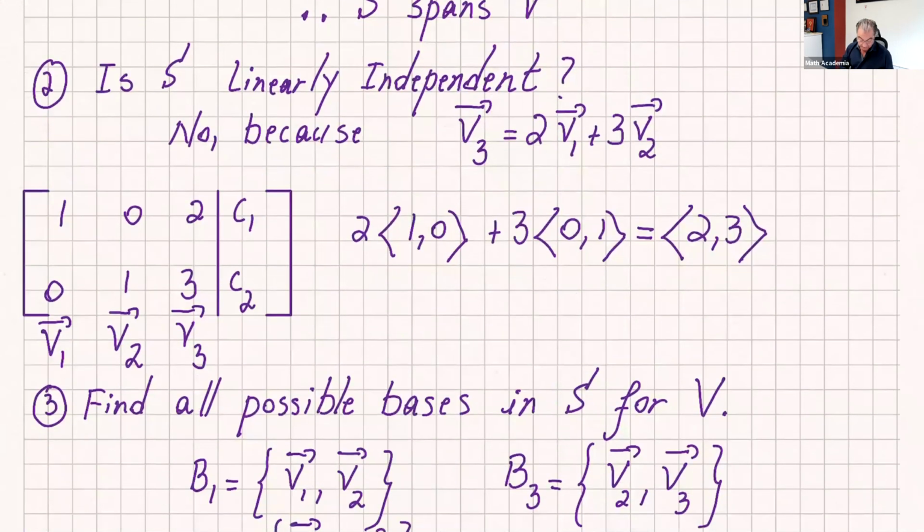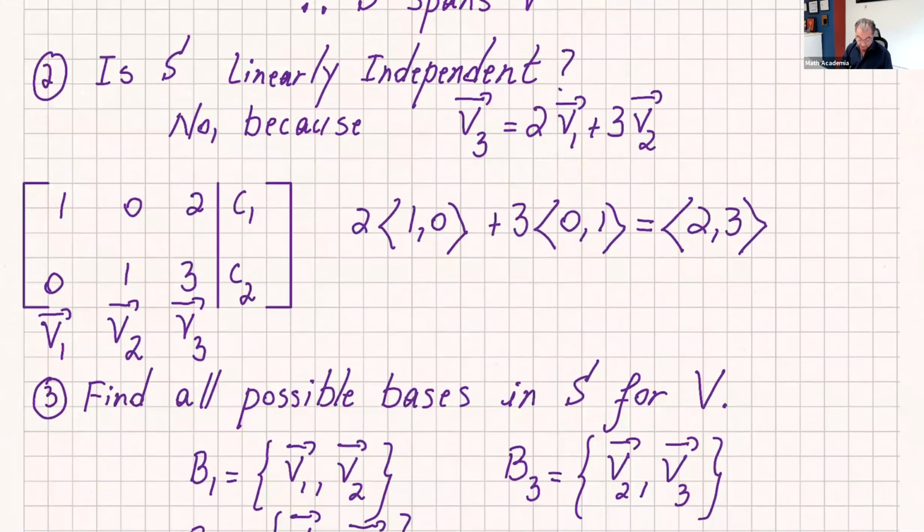Next question, is S linearly independent? The answer is no, because as we can see, V3 can be written as 2V1 plus 3V2. Let's check that. It's very easy to see here, because we can write this column by multiplying the first column by 2 and the second column by 3. And if you double check, 2 times (1, 0) plus 3 times (0, 1) is going to give you (2, 3). One of the vectors is written as a linear combination of the other two. So when that happens, we know it's linearly dependent.